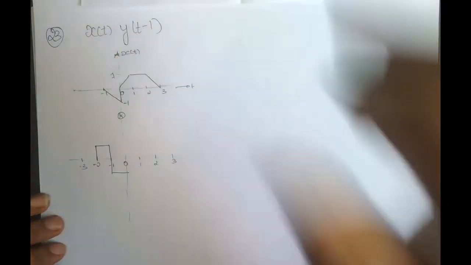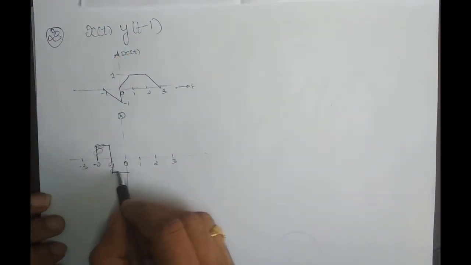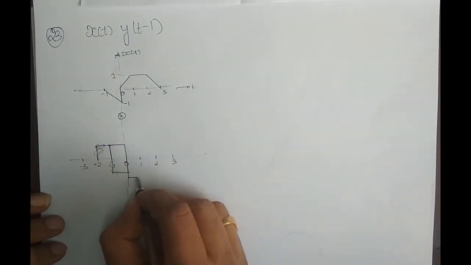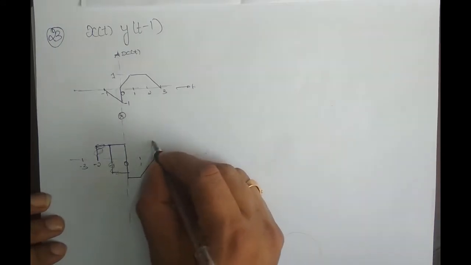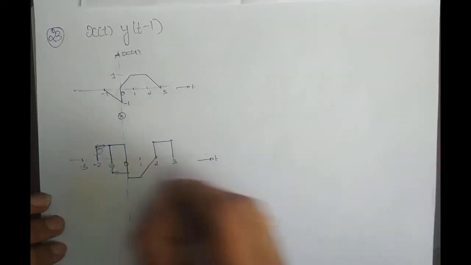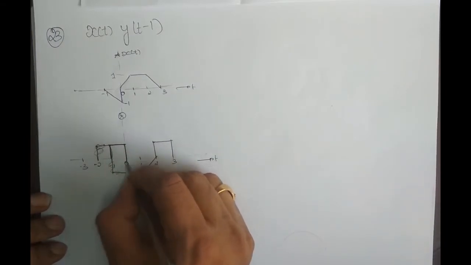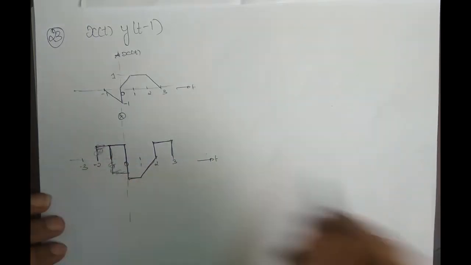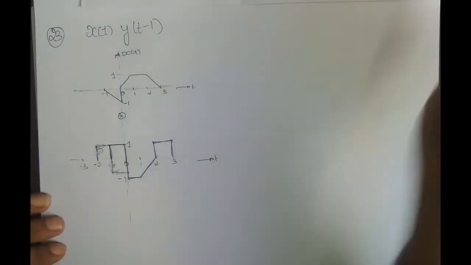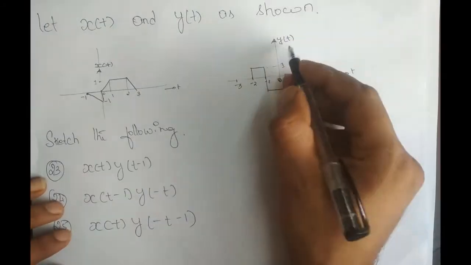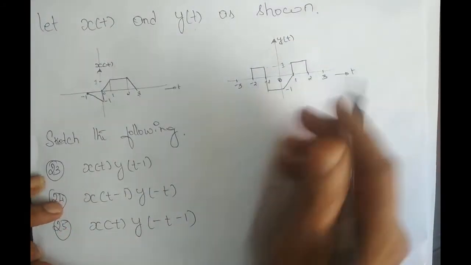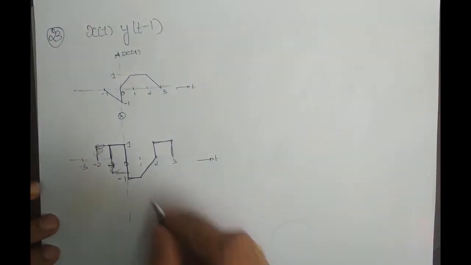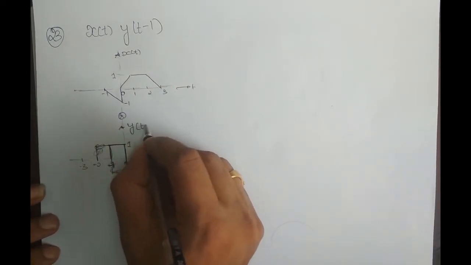So I just made a mistake here. So this is not there, this is not there. It has to start from minus 1 and this goes down. Okay, this is the signal. Ignore this part. So this is 1, this is minus 1. So this signal y of t shifted right one time started from minus 1 and ended at 3. So what is this? y of t minus 1.